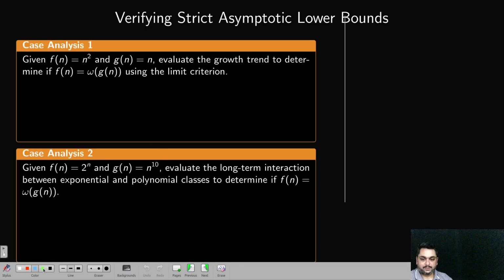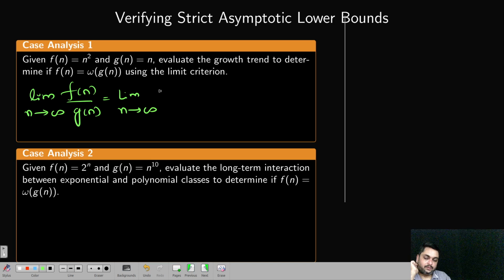Let's see a few examples. f(n) equal to n square and g(n) equal to n. Evaluate the growth trend to determine if f(n) equals little omega of g(n) using the limit criteria. So the limit as n approaches infinity of f(n) divided by g(n) is the limit of n square divided by n, which is n. As n approaches infinity, I get infinity. Hence this implies f(n) is equal to little omega of g(n).